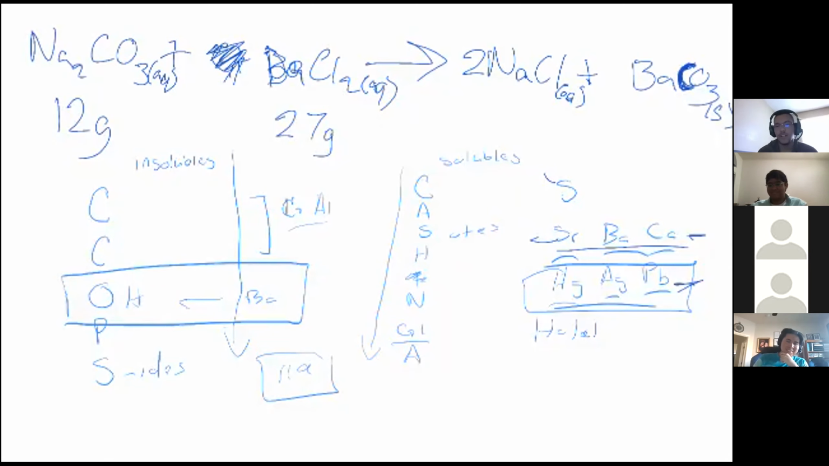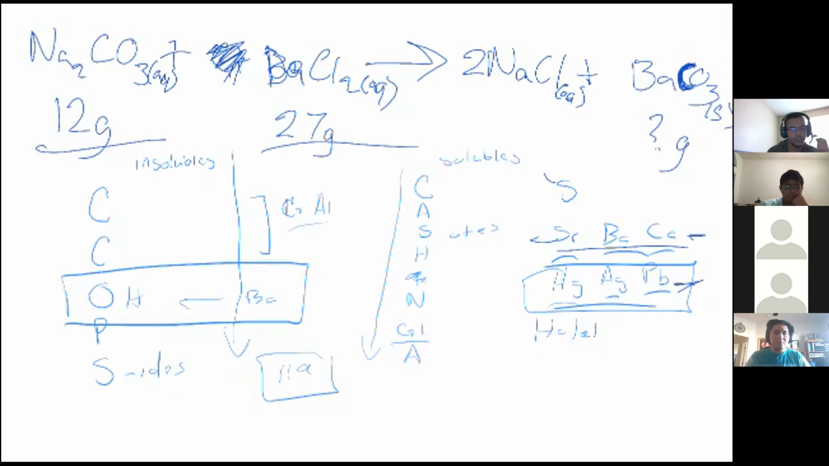So obviously we're looking for how much of the precipitate is formed. With all this in mind, how are we going to figure out how much precipitate can be formed? What's the first thing we need to do now that we know which ones are aqueous, soluble, or solid? Any ideas where to start? Nope.